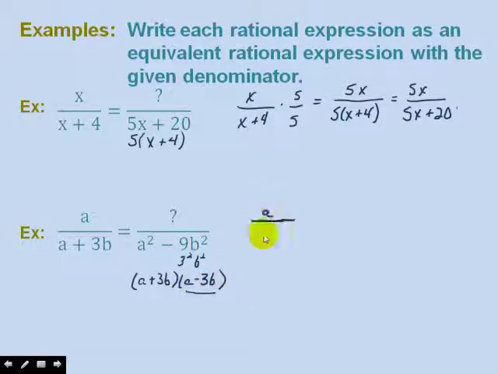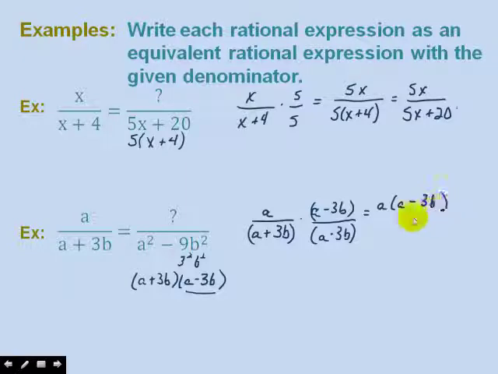So we're going to take our original rational expression and we're multiplying by a minus 3b over a minus 3b. Just remember that you can do anything you like to the denominator as far as multiplying, as long as you're multiplying the numerator by that same factor. So now on the top we have a times the quantity a minus 3b. In our denominator we have a plus 3b times a minus 3b.